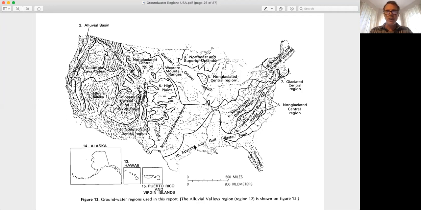One of the things to know is that, let's see if I can figure it out. This is Missouri, state of Missouri right here.